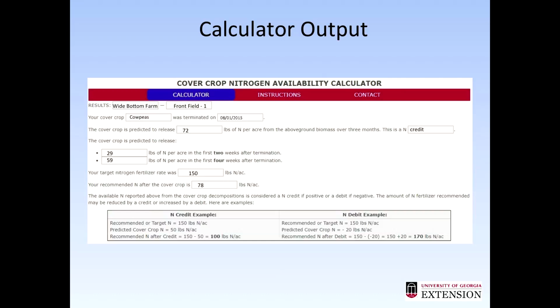So it comes back to them and says, okay, you had your cowpeas, they were terminated on this date. It's predicted to release 72 pounds per acre. In the first 2 weeks, you're getting 29. In the first month, you're getting about 60 pounds. So it tells you your target nitrogen rate was 150. From that, we were getting about 50 pounds per acre.